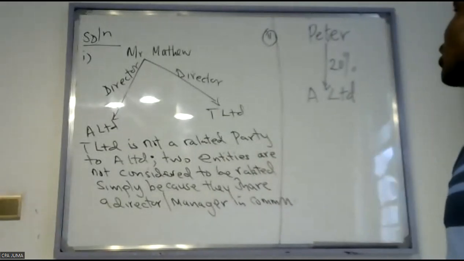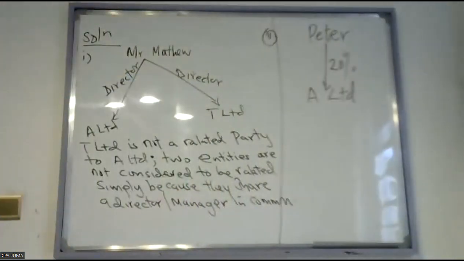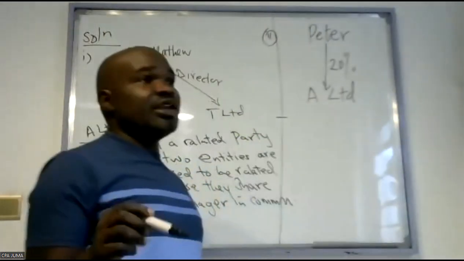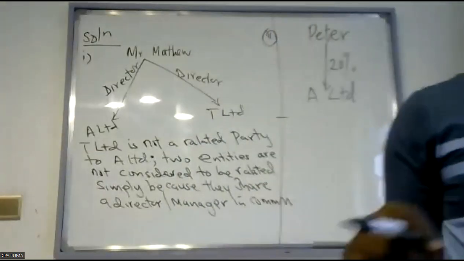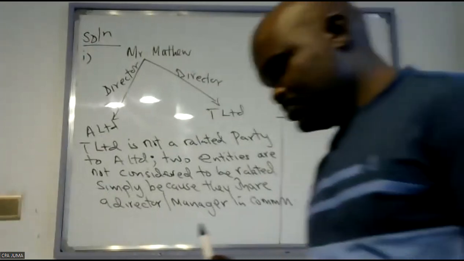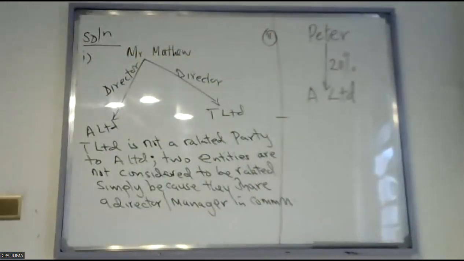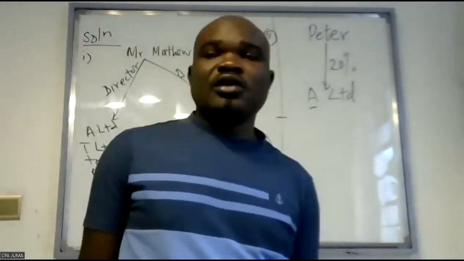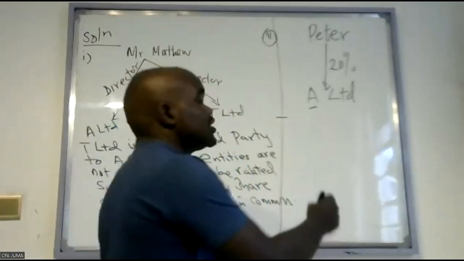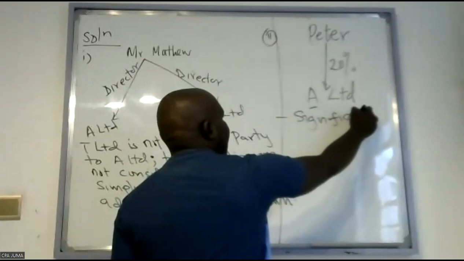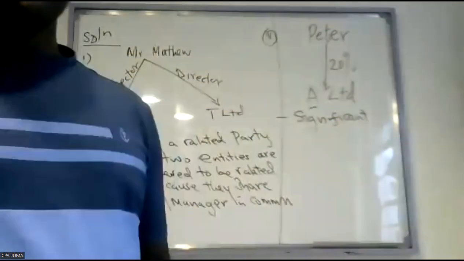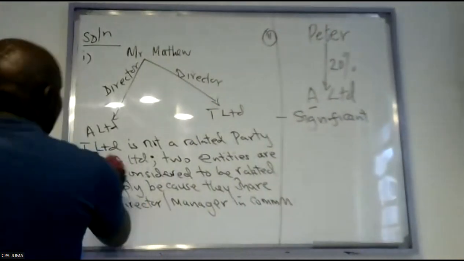20% in A Limited. So you write and say, Peter is a related party to A Limited since he exercises significant influence. Full stop. We are now going to Roman 3.